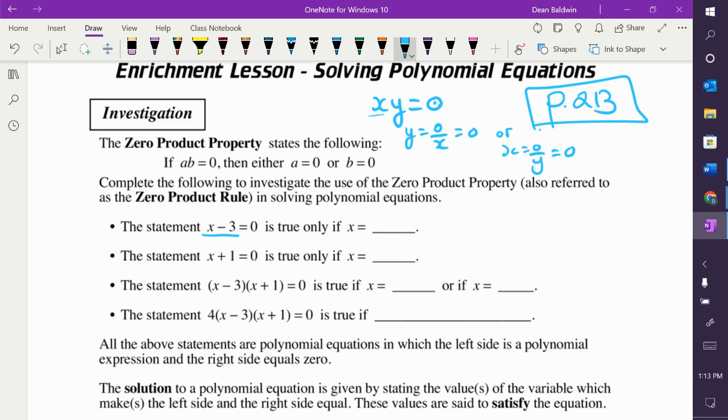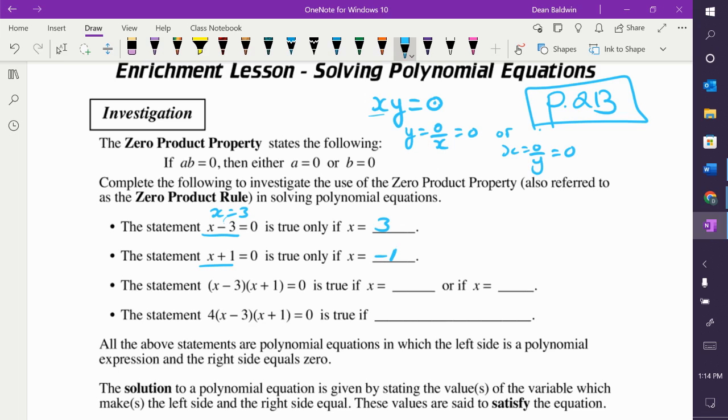So if I have x minus 3 is equal to 0, what does x need to be? It has to be 3, right? If I move the 3 over, I get x is equal to 3. If I have x plus 1 is equal to 0, x would be negative 1.